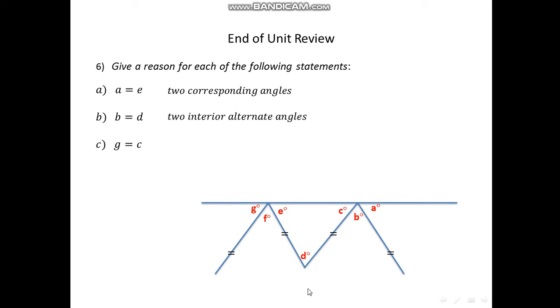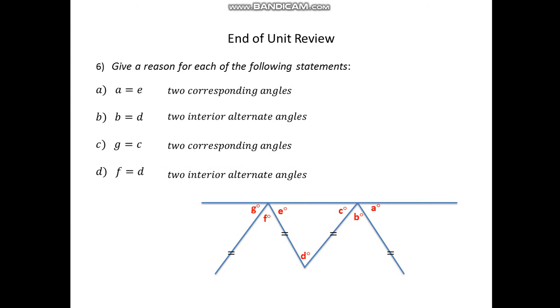Now G equals C. Where is angle G? This is angle G, equal to C. This is C, the same. Also they are what? Corresponding, because this is the transversal line, and they are in the same position relative to the transversal line or the intersection, the same side, same position.